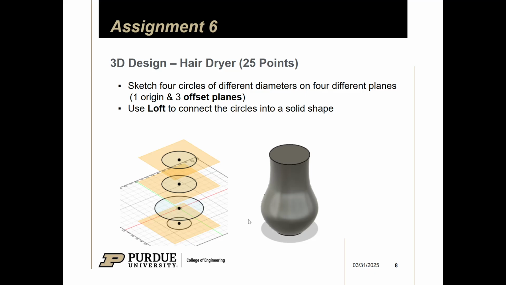So you can see in this slide here, it gives you a preview. We're going to be using something called the loft tool. So basically, we're going to be creating 4 different planes, creating 4 different sketches, and then using the loft tool, it'll create a smooth transition between all the sketches we made to create a nice solid body.